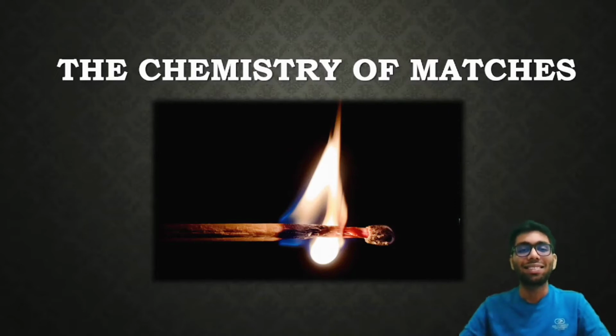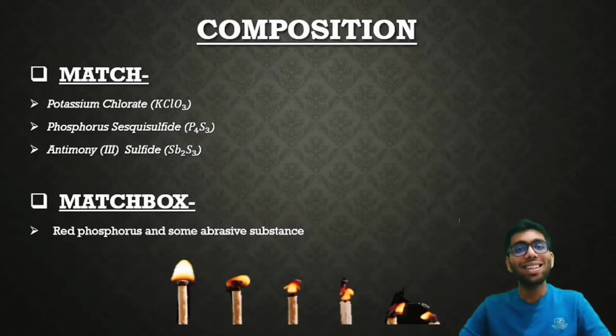Let us start. If I talk about matchstick, then it has two components. One is that stick and another is the striking surface. Let's talk about its composition individually. If I talk about that stick, then it has potassium chlorate KClO3 as an active ingredient. It is an oxidizing agent too.